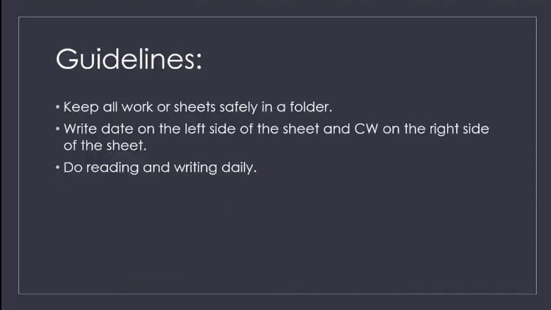So there are some guidelines that you should keep all your worksheets safely in a folder so that they will not go away anywhere. Okay, and you should write the date on the left side of the sheet and classwork or homework, whatever it is, on the right side of the sheet. And every day you should read and write.